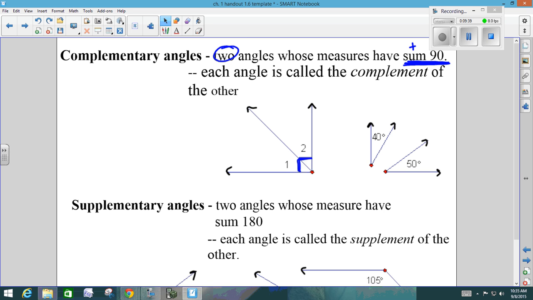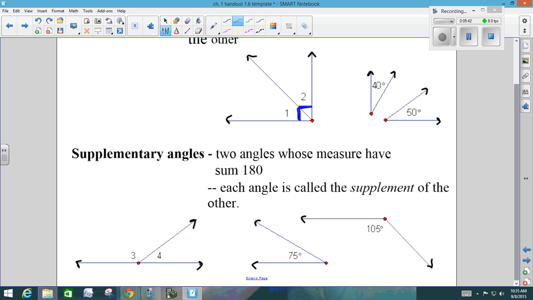Supplementary angles, two angles who have a sum of what? 180. This time they're going to add up to 180 degrees. It is a supplement of the other one. 3 is a supplement of 4. How do I know these two angles are supplementary? Yeah, they form a straight angle. They form a straight line. Are angles 3 and 4 adjacent or non-adjacent? They're adjacent. Angle 3 is adjacent to angle 4 because they share a ray. They're next to each other.